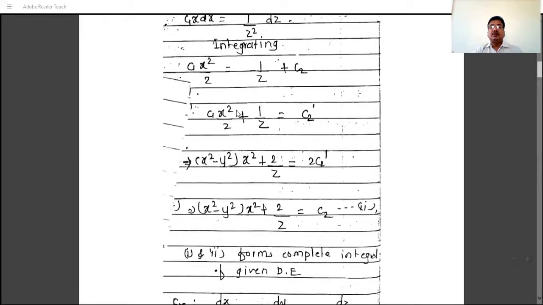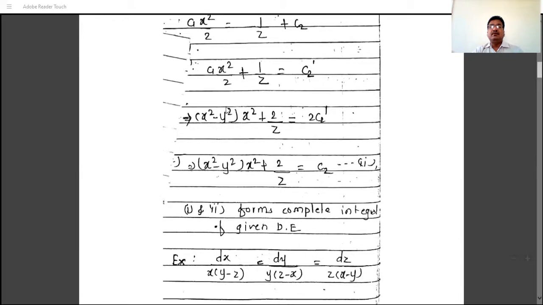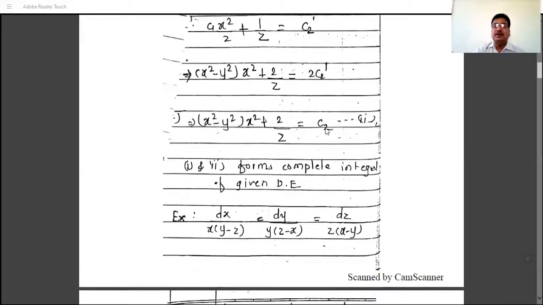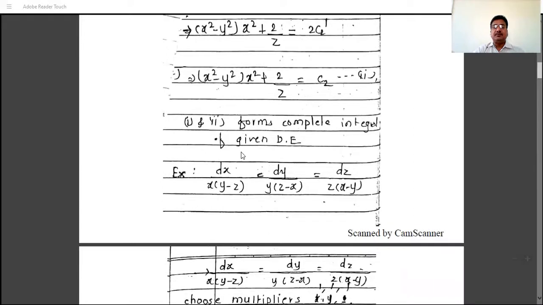So this is the second solution. c1 x square by 2 plus 1 by z is equal to c2, and then multiplying by 2, we have this, and then substitute c1 as x square minus y square. So (x square minus y square) into (x square plus 2 by z) is equal to c2. This is the second solution of the given differential equation. So 1 and 2 form the complete integral or general solution of the given differential equation.